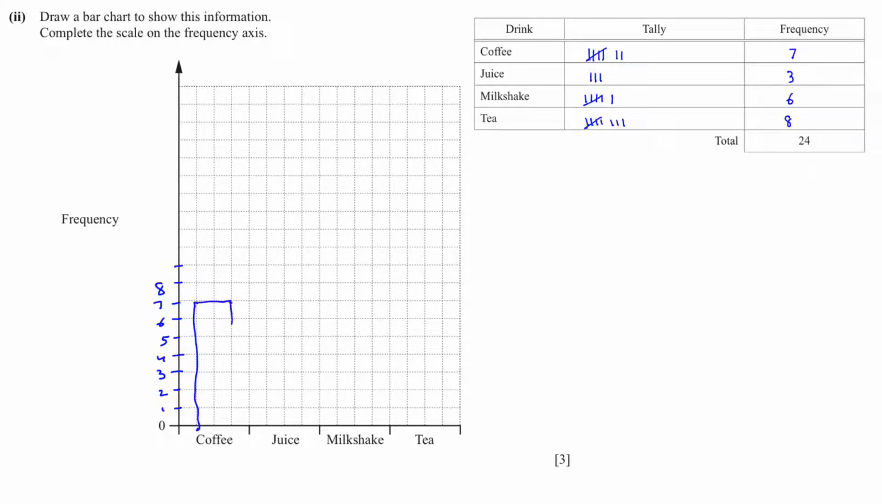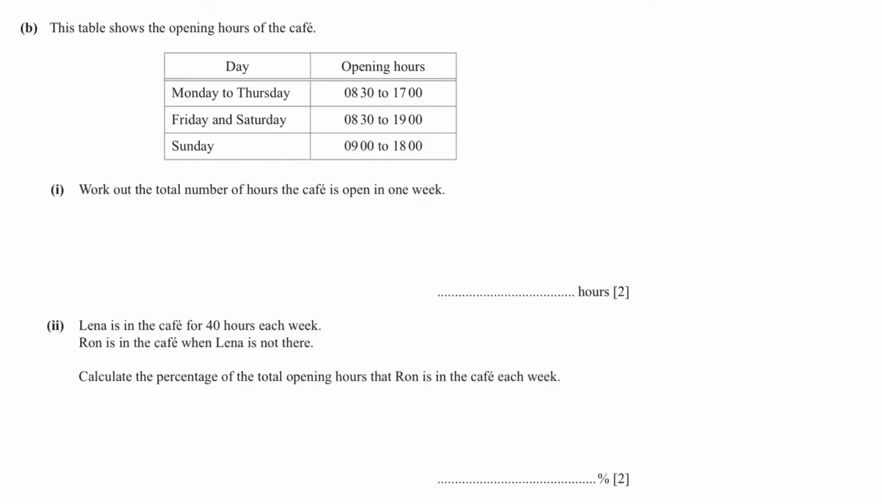at 7. That's coffee. Juice is 3. 4 bars, we don't need to join them together. If it's a histogram, we join them. Milkshake is 6. And tea is 8. So we are done with this part of the question.